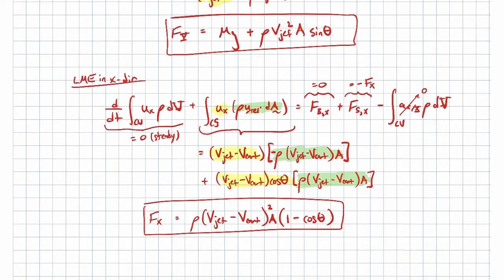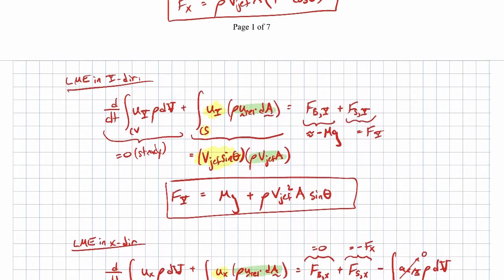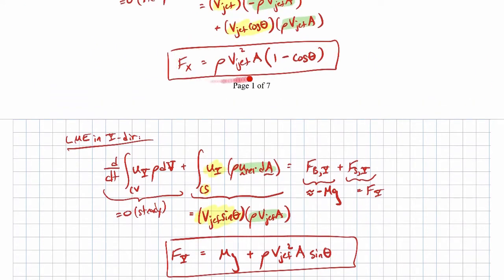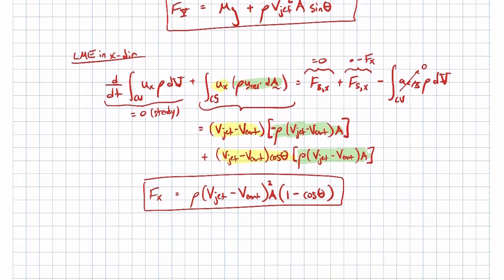So that's the result we get when the cart is moving at a constant speed off to the right. So that's the force we would have to apply to keep it moving at that constant speed. And it's worthwhile just to double check that it simplifies back to something we saw previously. If v cart is 0, then it's rho vjet squared A times 1 minus cosine theta, which is precisely what we had previously. So it simplifies back to a result that we already know the answer to, so that's good.